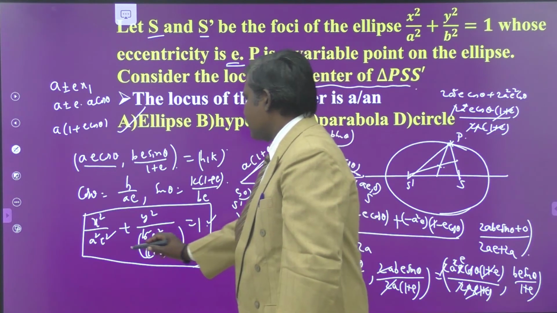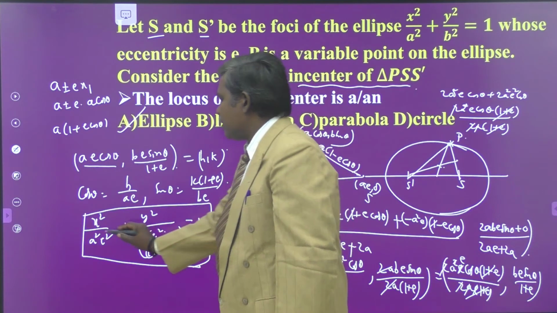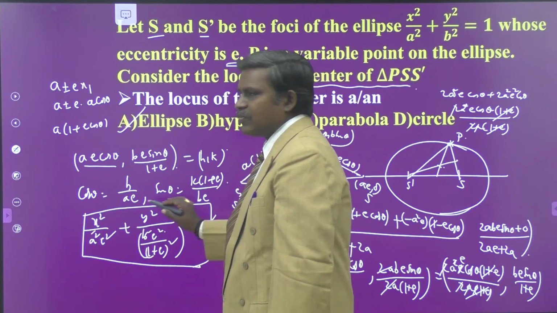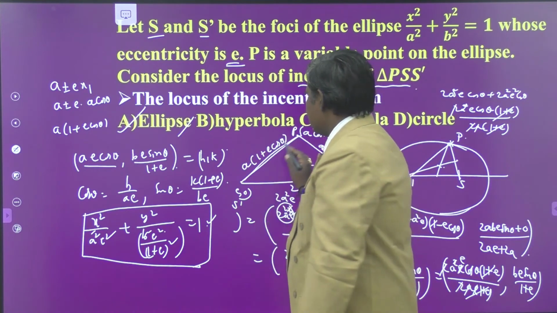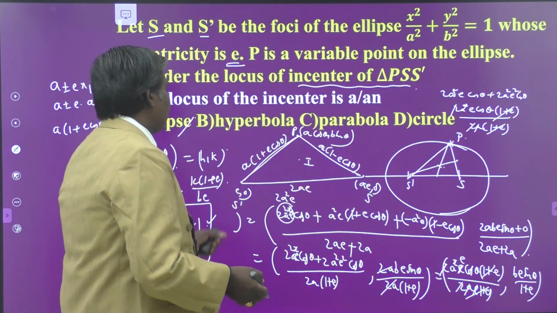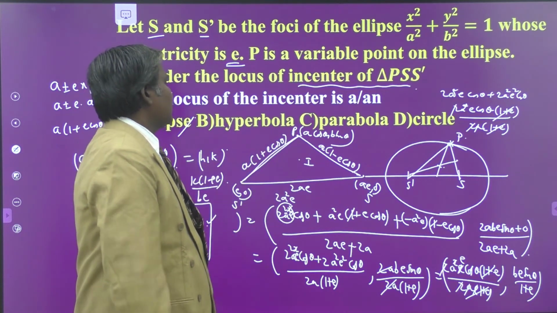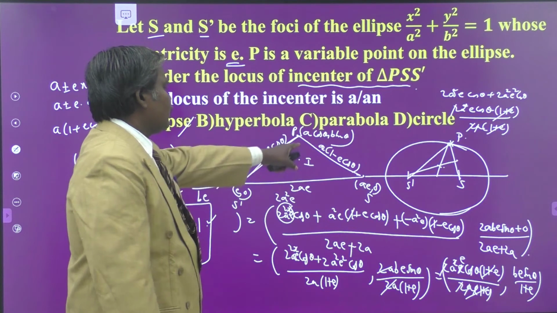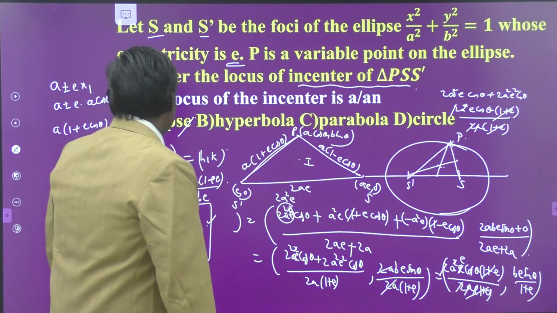So A square E square is there, B square E square by 1 plus E whole square. Whatever it may be, it is of the form A square, it is of the form B square. So the required locus is an ellipse. This is the locus of the incenter of the triangle formed by the point P with foci S and S dash. So focal distance is A into 1 plus E cos theta. The second focal distance is A into 1 minus E cos theta.